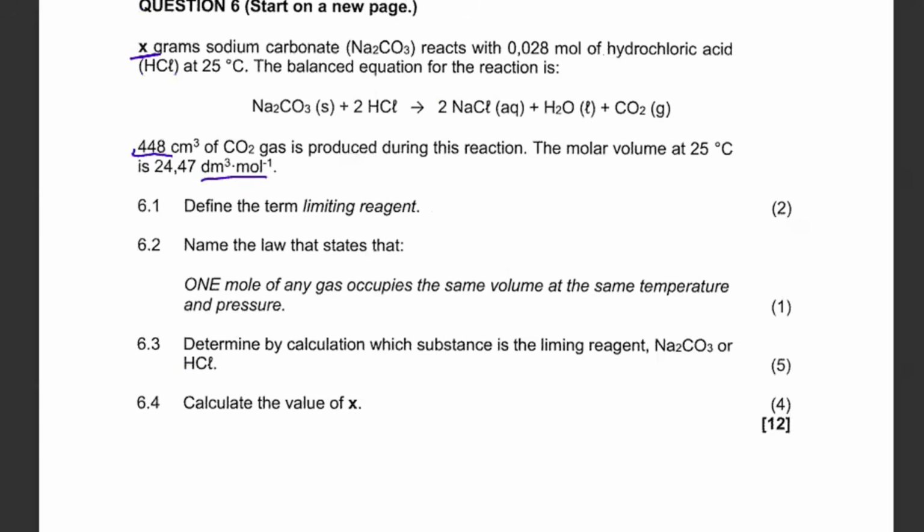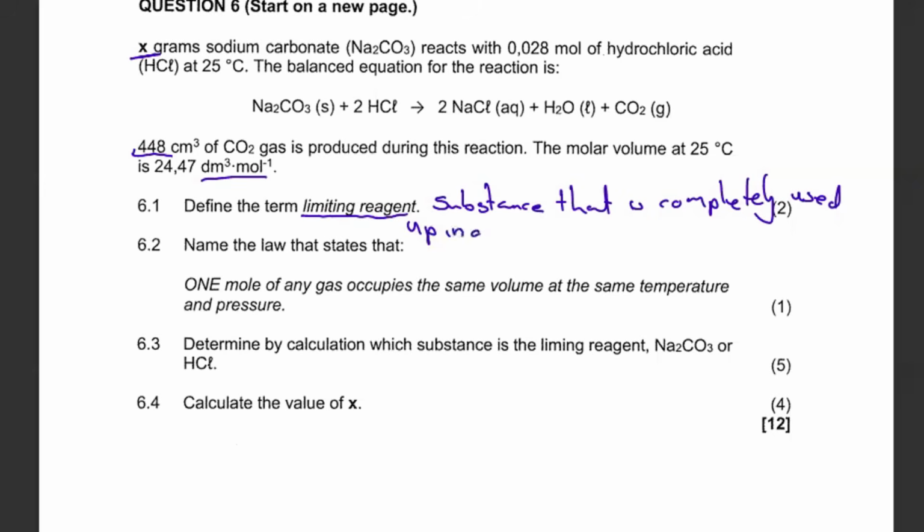Define the term limiting reagent. A limiting reagent is the substance that is completely used up in a chemical reaction and determines the amount of products formed.